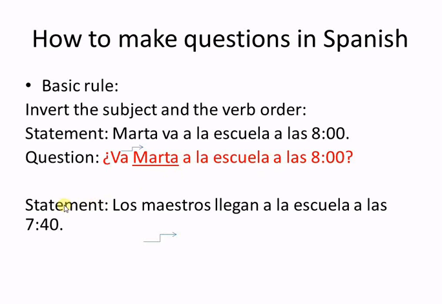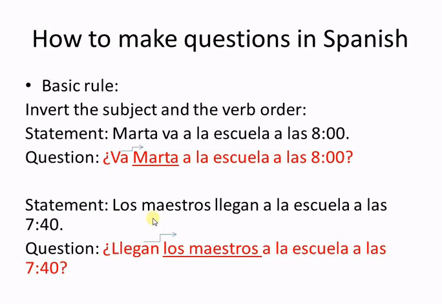Okay? Let's see one more example. Los maestros llegan a la escuela a las 7:40. If I want to change this to a question, I do the same thing. I begin with an upside down question mark, then I will invert the order of the verb and the subject. ¿Llegan los maestros a la escuela a las 7:40?